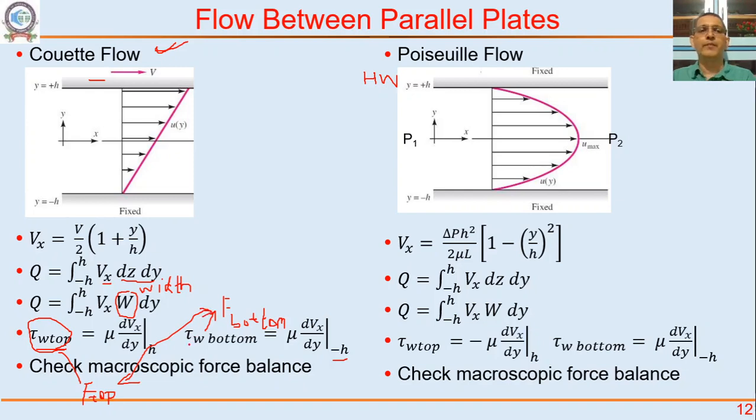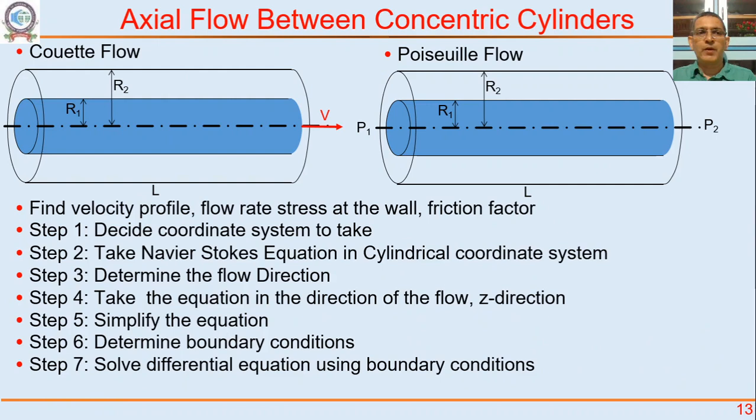They will be equal. I can get friction factor. Tau W divided by half rho V square. V average, Q divided by area, W times 2H. Okay. Do this for yourself. Let's go to the next problem.